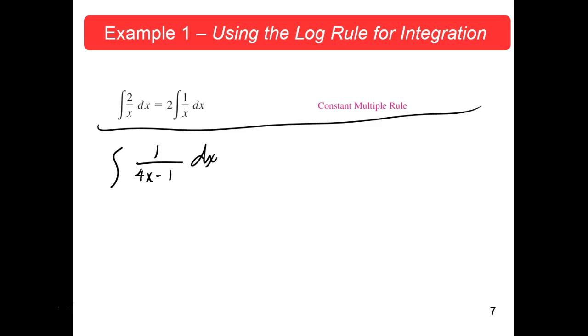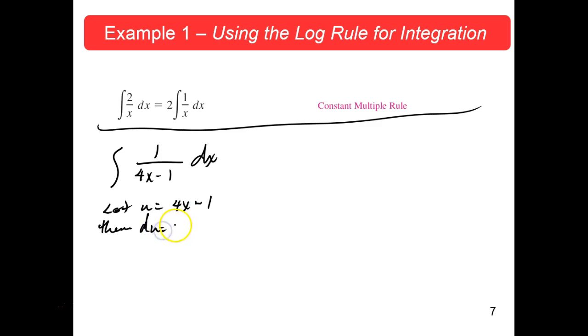Now you don't have to do this, but to me it makes more sense. This looks like a perfect job for substitution. Doesn't it? If you don't see the answer right off the top, try substitution. What would you do? Let u equal 4x minus 1. Then what's your next step always?